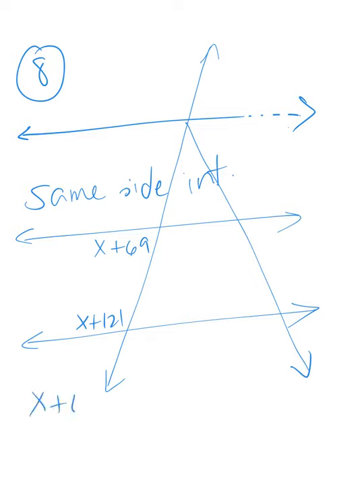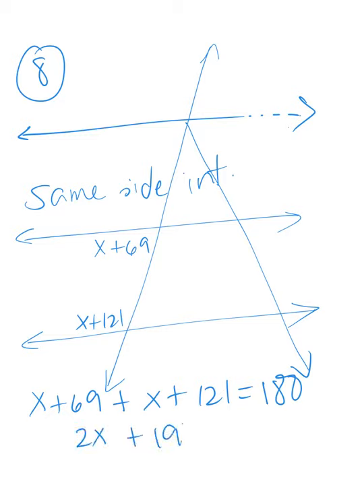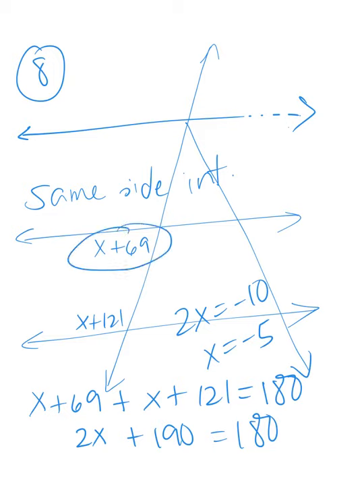So you add them up. 2x plus 190 equals 180. Subtract 190 from 180. So x is gonna equal negative 5, because you should get 2x equals negative 10. And x is negative 5. And then plug it back in. And this one is bold.